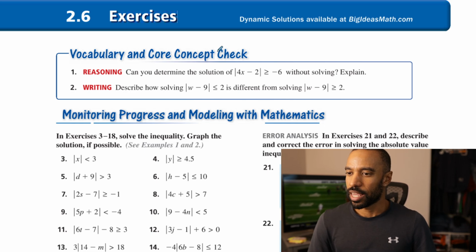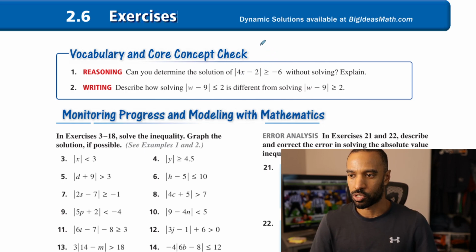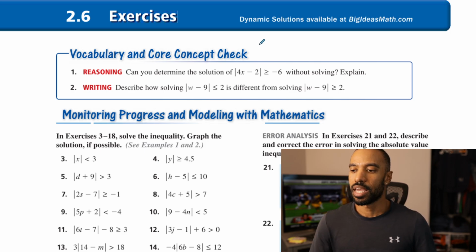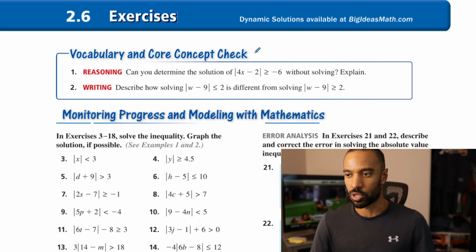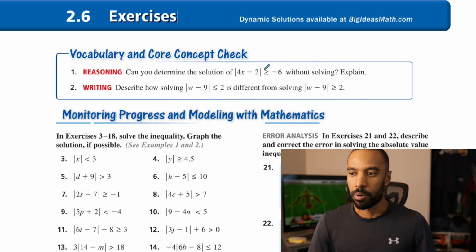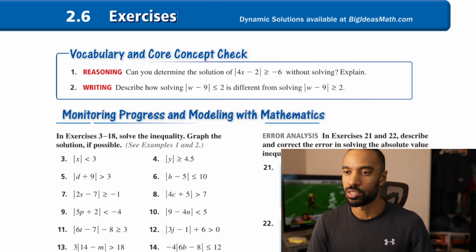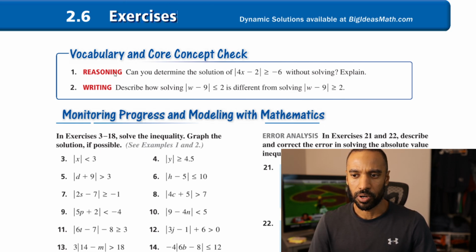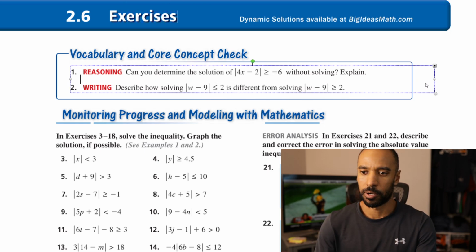Number 1, reasoning. Can you determine the solution of absolute value of 4x minus 2 is greater than or equal to negative 6 without solving? Explain. Yes, I can. Anytime you take the absolute value of something, the result is 0 or positive. 0 or positive is anything that's greater than or equal to negative 6. I should say greater than negative 6. So therefore, this is all real numbers. X can represent any real number.